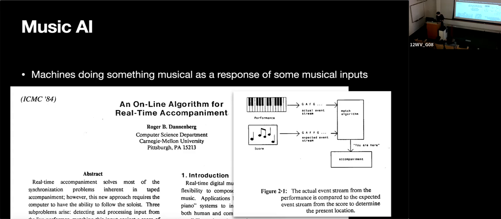When the actual event stream is coming in, there's a match algorithm on the right. It does some comparison between what it gets, the input the player is playing, versus some expectation that it has made based on its knowledge. Based on that, at the end, as a result, it will output some automatic accompaniment.